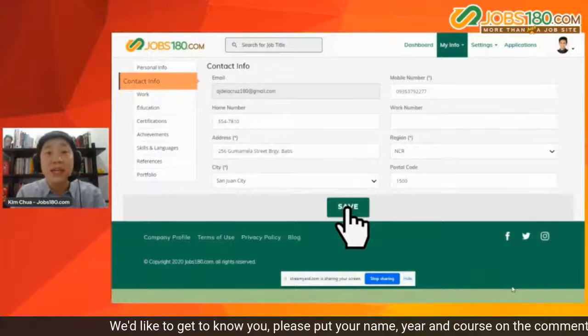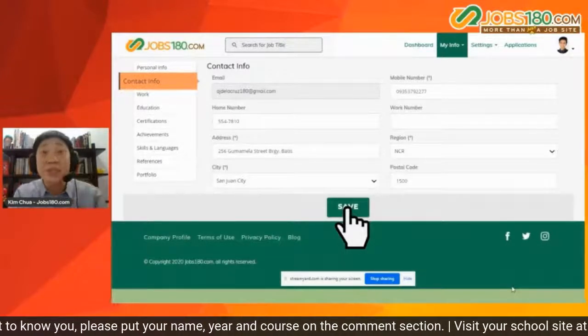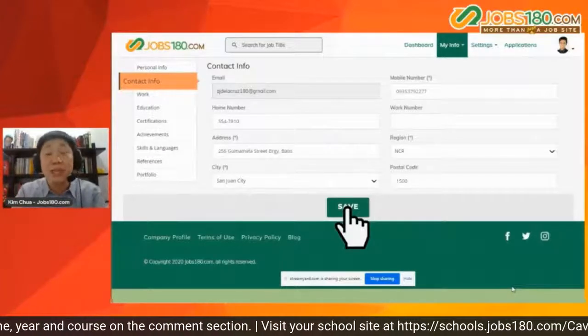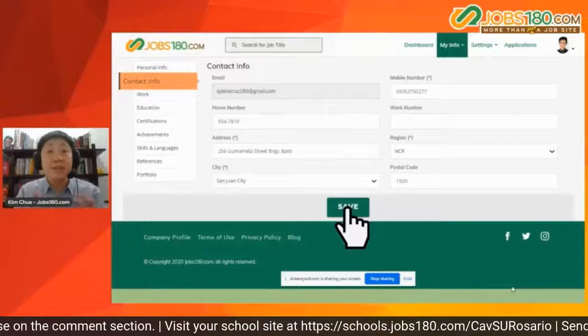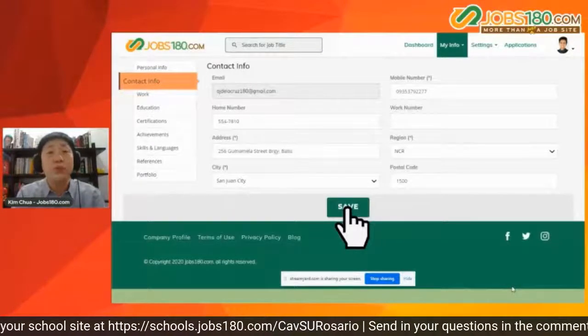Pero pag tinatawagan kayo ng HR, hindi nyo sinasagot. Lalo na pag hindi mo kilala. Hala, sino kaya ito? Hindi mo sasagutin. Diba? Kasi takot kayo, baka nagsascam or whoever yung tumatawag. So, ano mangyayari sa mga HR? Mag-i-email kami ngayon sa inyo. But you don't open email more often than you open your social media account.